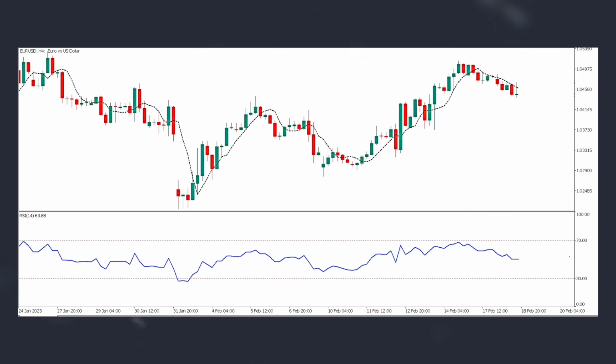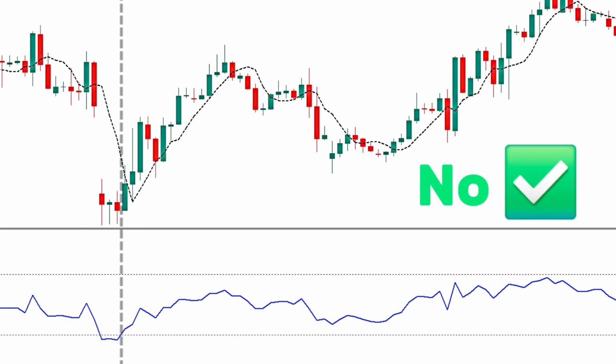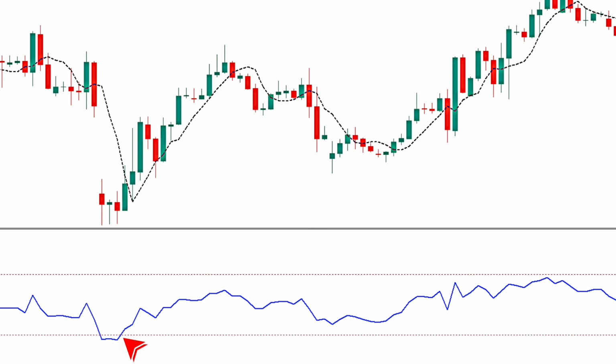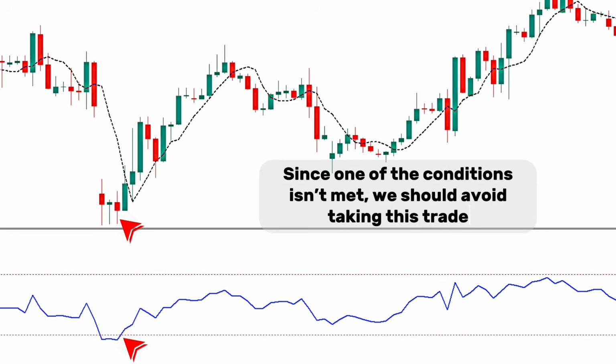This is the second example. Take a close look at this setup. Do you think we could enter here using the strategy we just learned and profit from this rally? If your answer is no, that means you've really understood today's lesson. Even though RSI has crossed above 30 in this area, the VWAP is still positioned above the candles, which means we don't have confirmation of an uptrend. Since one of the conditions isn't met, we should avoid taking this trade.